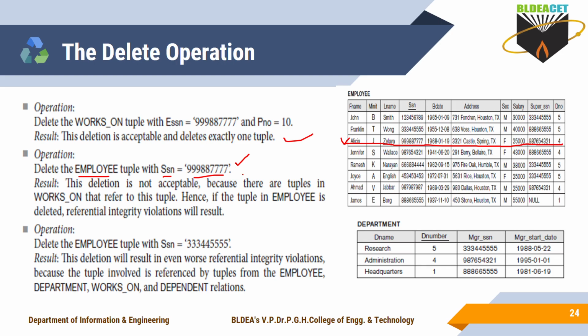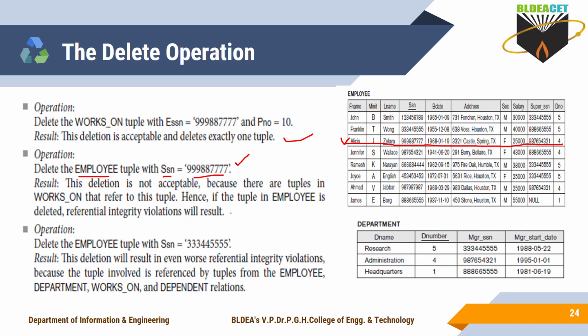Why? Because it doesn't consider this a valid state. If it is not a valid state, it violates some constraints. Which constraint does it violate? This deletion is not acceptable because there are tuples in WORKS_ON that refer to this tuple. Hence, if the tuple in EMPLOYEE is deleted, a referential integrity violation will result, because you are referring to it in the WORKS_ON table.